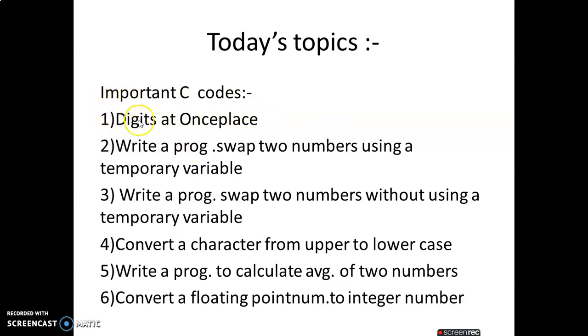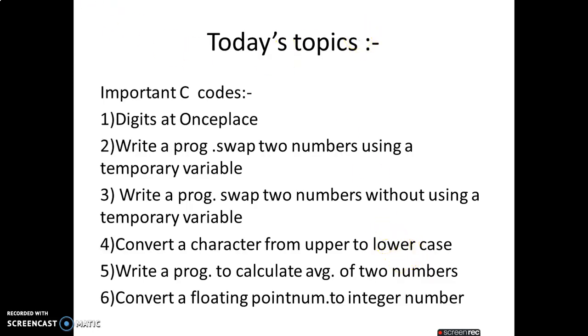First, print the digit at one place. Write a program to swap two numbers using a temporary variable. Write a program to swap two numbers without using a temporary variable. Convert a character from upper to lower case. Write a program to calculate the average of two numbers. The last program is to convert a floating point number to an integer number. So, moving forward.